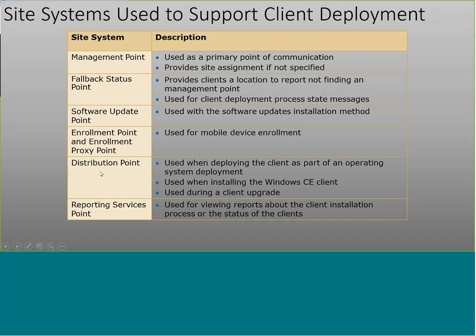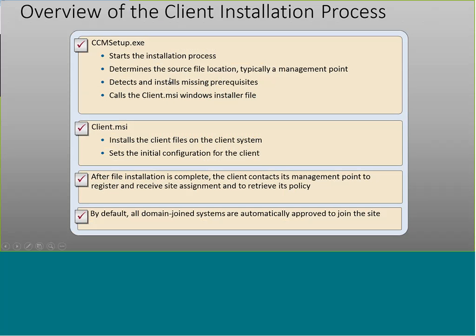So our SCCM is also our management point. It is also our fallback status point, but we haven't configured this one. We have to add it separately. We haven't configured this as well. Software update later, everything is coming. We haven't configured enrollment point. Distribution point will be enabled right away as soon as we deploy a client, but this is a distribution point already. Reporting services point, no, we haven't configured that too. Just 2-3 more slides left.